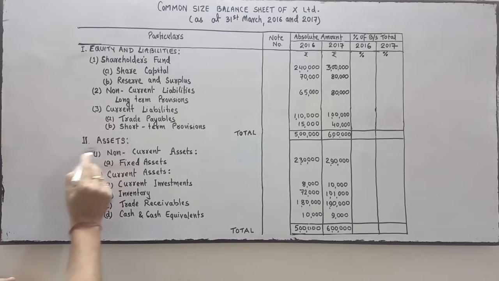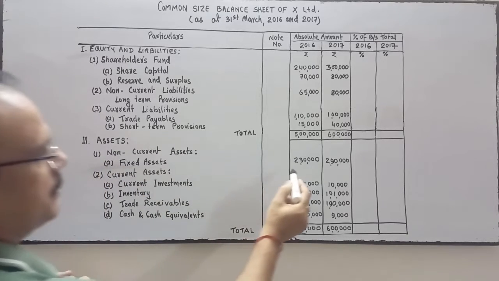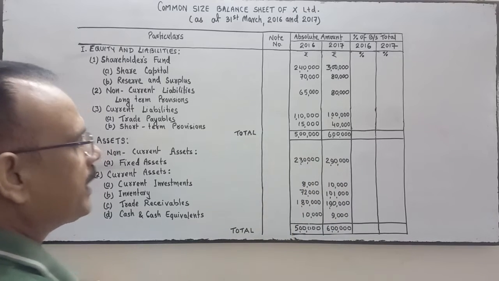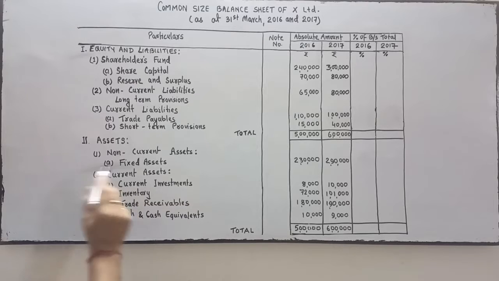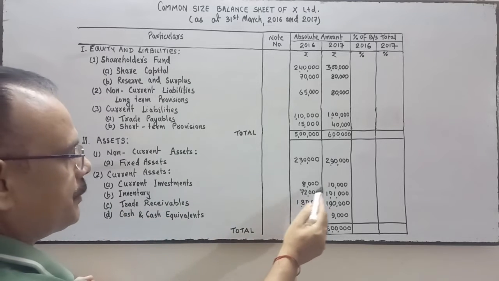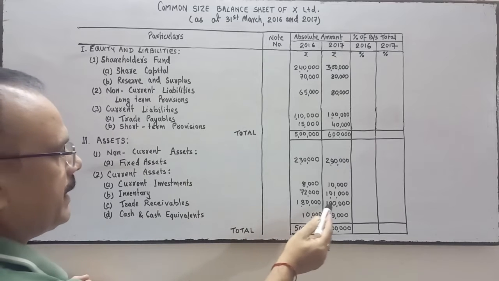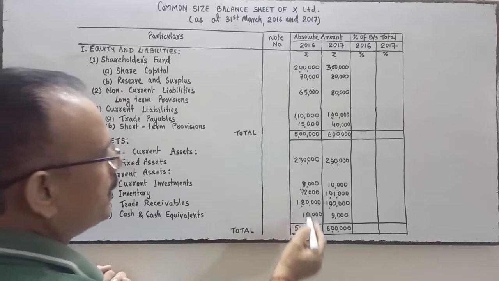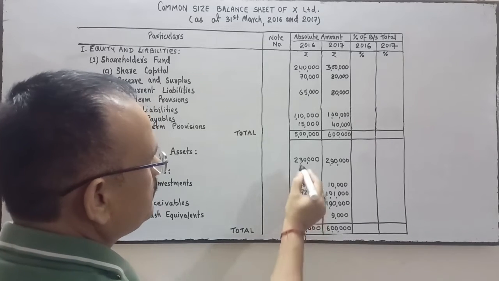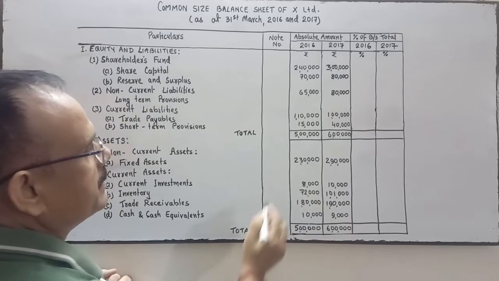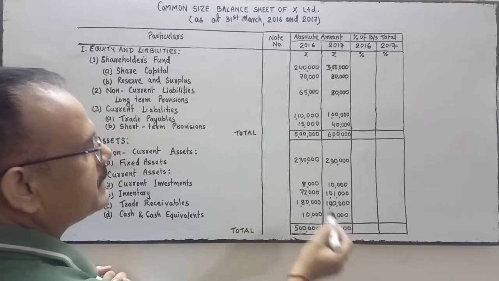Thereafter come to the assets, non-current assets, fixed assets. In 2016 fixed assets given in the question is 2,30,000 and in 2017 it is 2,90,000. Thereafter you come to the current assets. Current investment 8,000 and 10,000, inventory 72 and 1,01,000, trade receivable 1,80,000 and 1,90,000, cash and cash equivalent 10 and 9,000 respectively. Total of assets is 5 lakhs in 2016 and in 2017 it is 6 lakhs. So 5 lakh, 5 lakh, 6 lakhs and 6 lakhs.